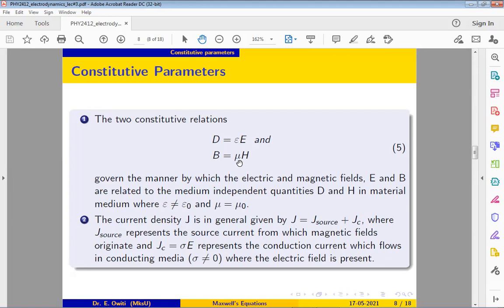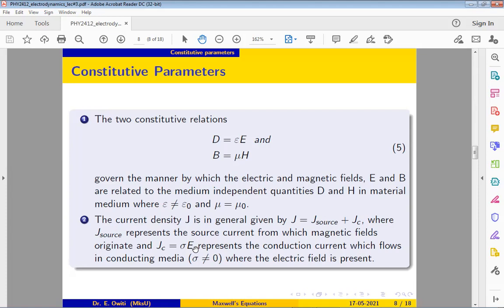If the connection is being done in free space, then the material becomes, for example, the permittivity will be the permittivity of free space, and the permeability will be the permeability of free space, that is epsilon naught and mu naught.